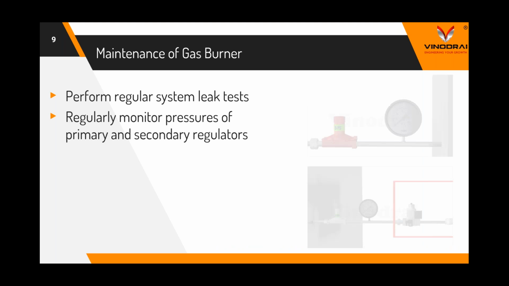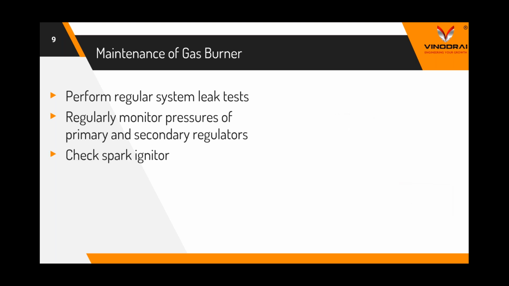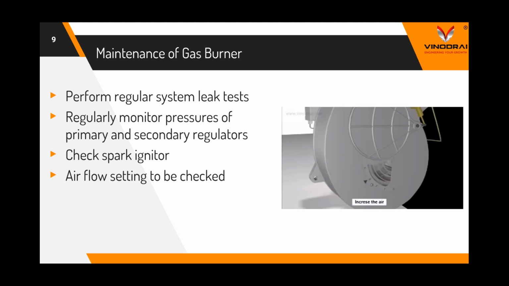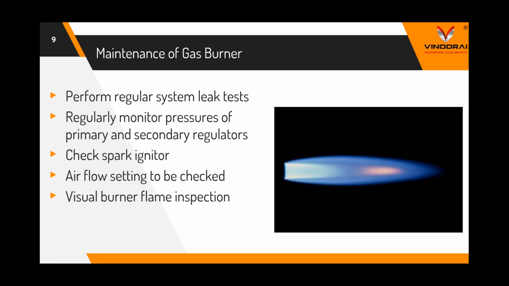Pressure readings of the regulator need to be checked regularly, because when you monitor them regularly, they can give you an early indication of system leakage, or an indication that it's time to change the cylinders. The spark igniter needs to be placed at the right location, and you can refer to your burner manual to know the right location for your spark igniter. Airflow, similar to the diesel burner, also needs to be checked for complete combustion of the fuel. Visual inspection of the flame is a good way of checking if your burner is in good condition or not. A good gas flame is a blue flame with hints of yellow at the tip.